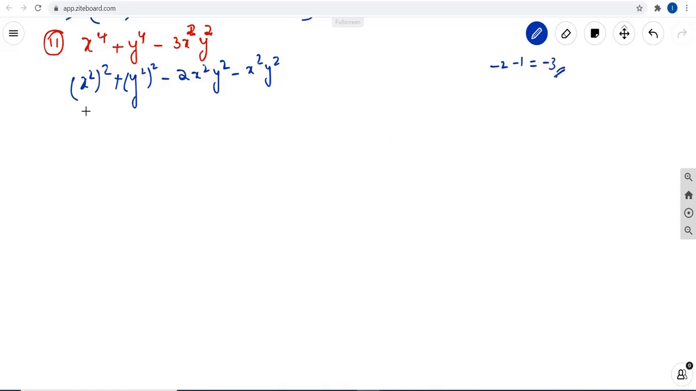Now this one I will take it as one term. Okay, now this one I will write it as a square. A is what here? X square. What is b? B is your y square. So middle term is what? Minus.